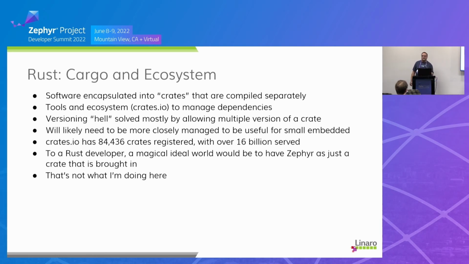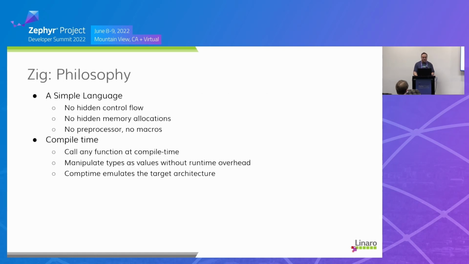And so to a Rust developer, an ideal world would be that you just add Zephyr as a dependency in your cargo file saying, I depend on Zephyr. I'm not doing that here. That might be something that happens in the future, but remember we talked about how Zephyr wants to be in charge. The build system wants to build everything. So we can't really build that way. We'll get into how we actually do that.